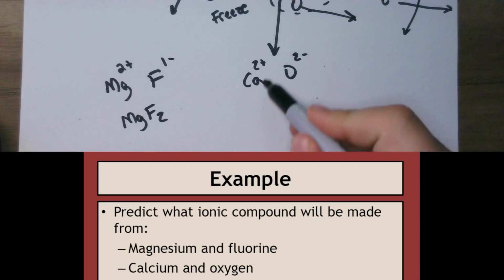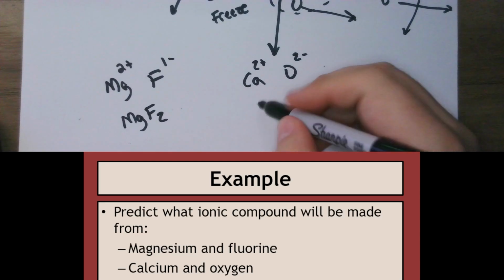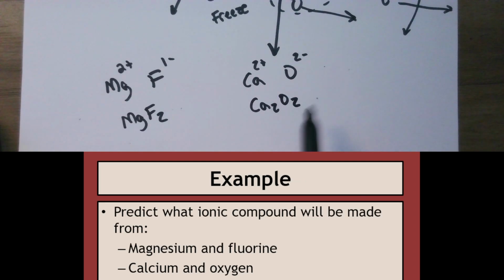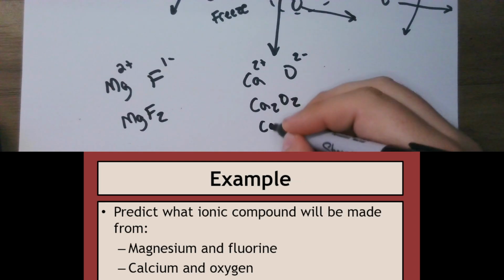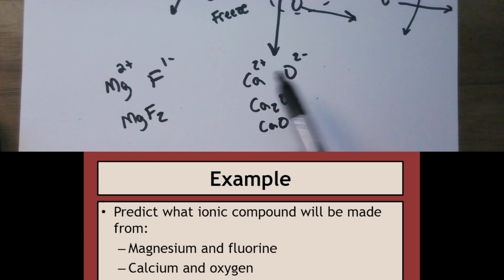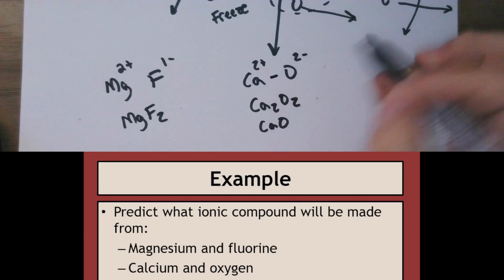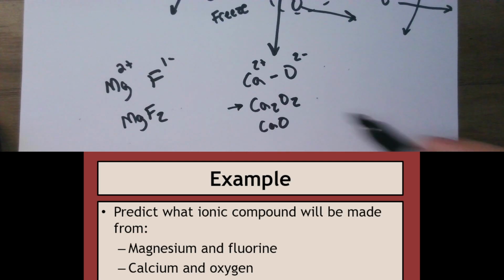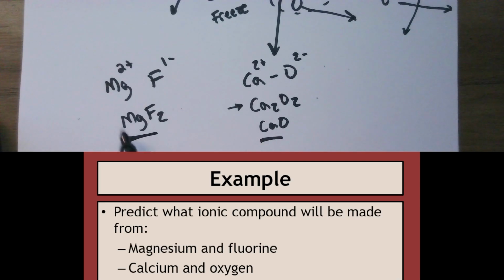With CaO, the numbers are already even. You can flip the charges the same way and get Ca2O2, but that simplifies to CaO. That makes sense, because if you just have one of each, they already bond perfectly. This wants to lose 2, this wants to gain 2. So you don't need 2 of them for this to happen; they can just bond with a single one. So our 2 compounds are magnesium fluoride and calcium oxide.